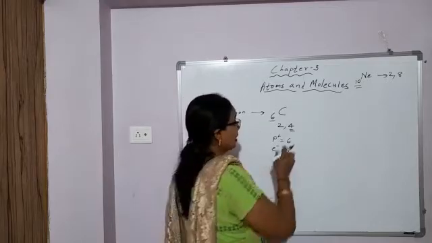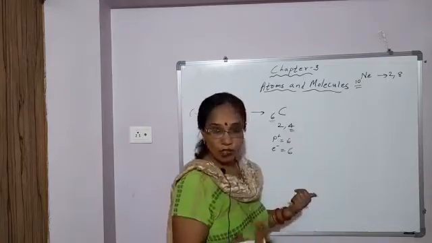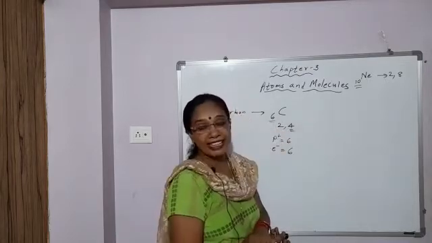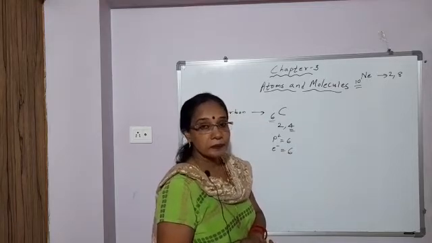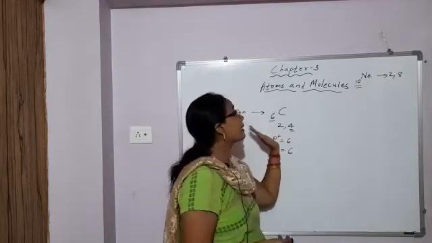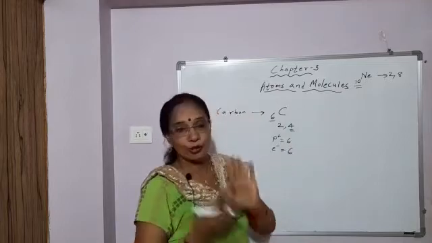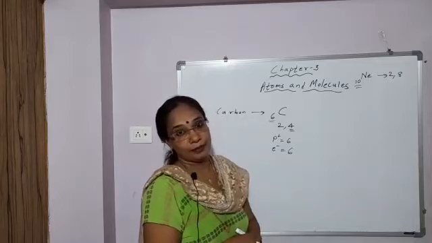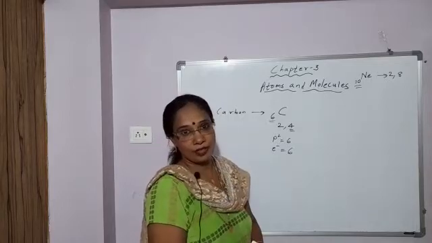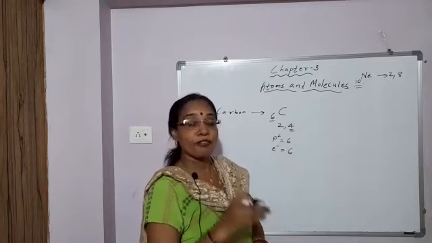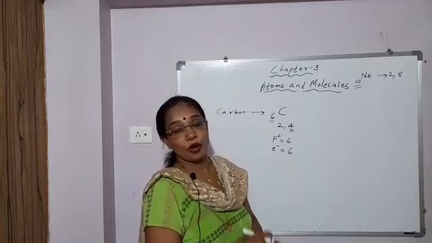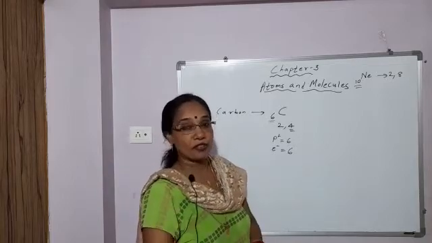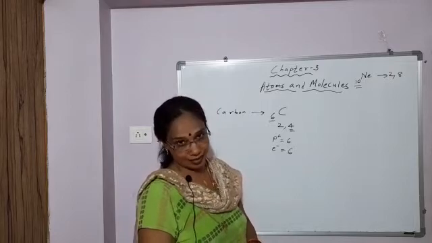So what can carbon do? It can gain 4 electrons, so outermost becomes 8, or it can lose 4 electrons, so outermost becomes 2 like the nearest noble gas helium. But carbon can neither gain 4 electrons nor lose 4 electrons. So what will it do here? It will share 4 electrons with 4 other atoms, or 4 other carbon atoms, or 4 other elements, to attain the electronic configuration of its nearest noble gas.